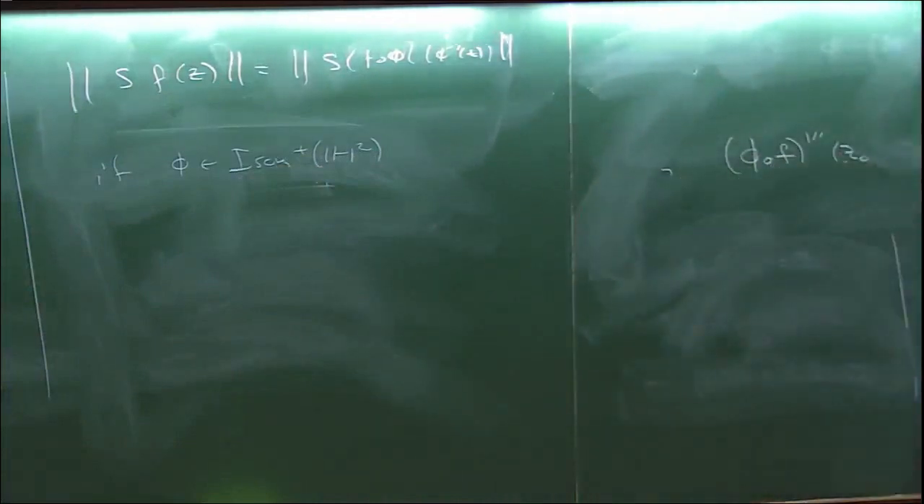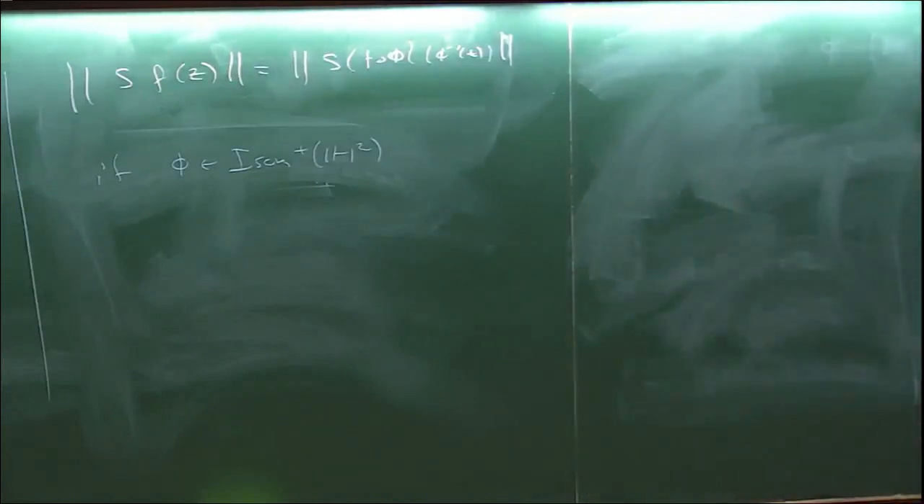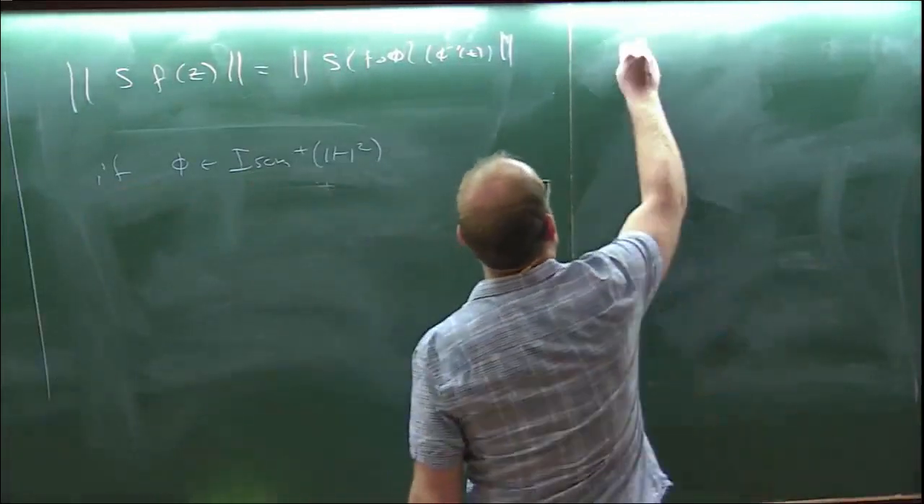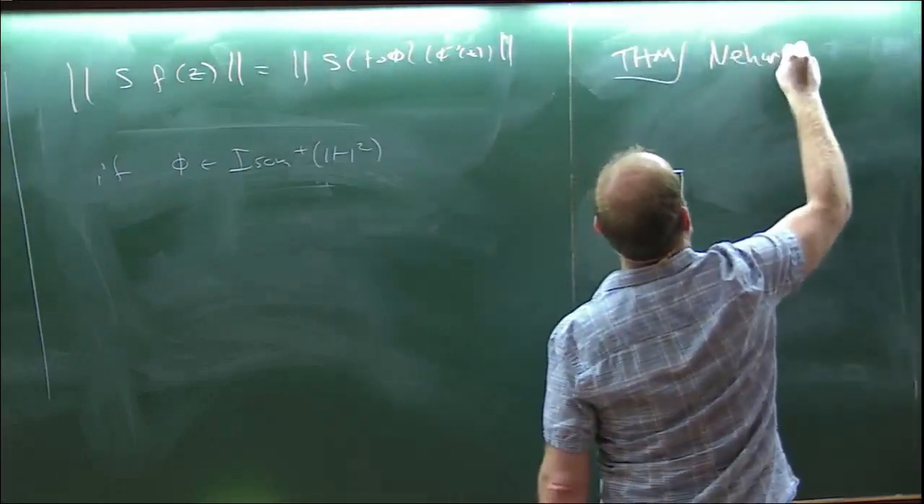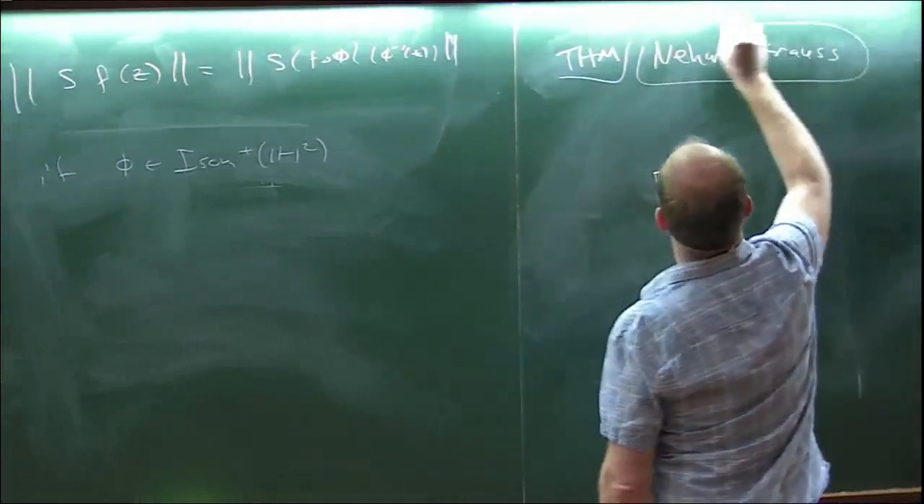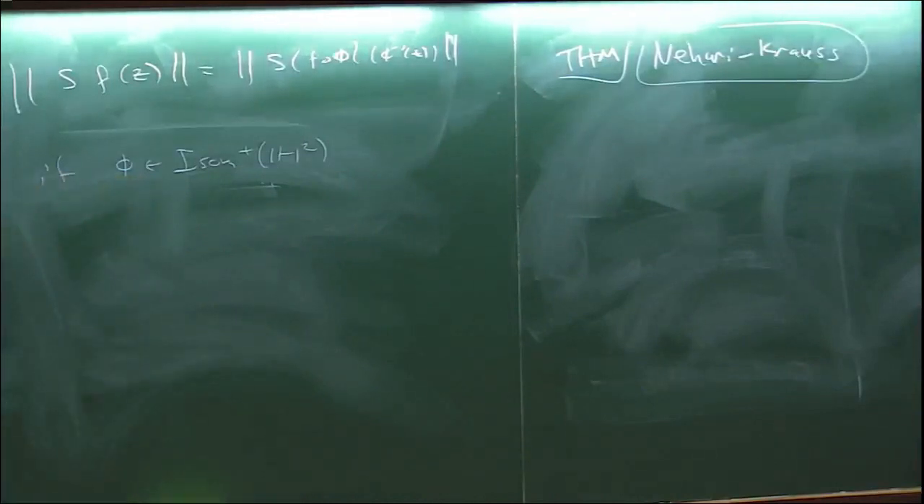Okay, so what I'd like to finish up with, and I'm not going to have time because I spent so much time with that silly formula, is a classical theorem of Nehari and Kraus. So this is the pointwise norm. At any given point, you can define a norm of the Schwarzian by this formula.